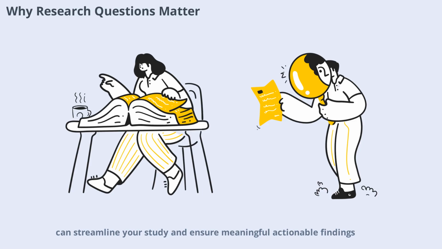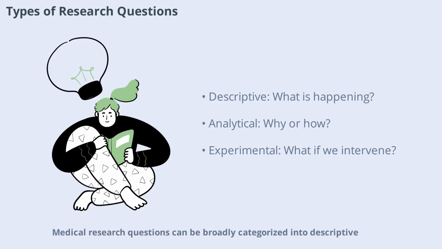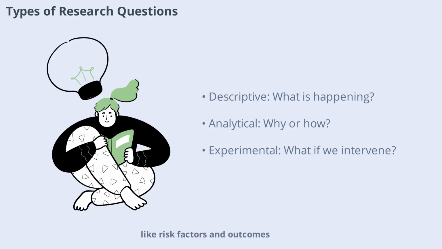actionable findings. Medical research questions can be broadly categorized into descriptive, analytical, and experimental types. Descriptive questions seek to characterize phenomena, such as the prevalence of a disease. Analytical questions explore relationships between variables, like risk factors and outcomes. Experimental questions test interventions or treatments. Knowing which type fits your study is the first step in crafting a question that's both relevant and answerable. Let's look at examples of each to clarify these distinctions.